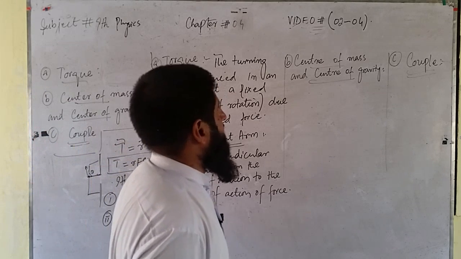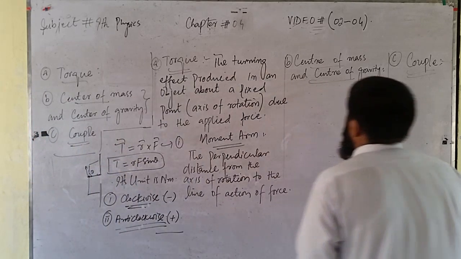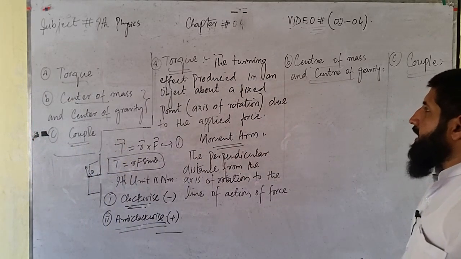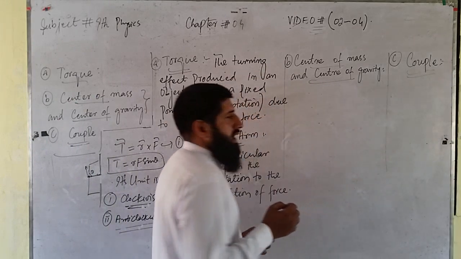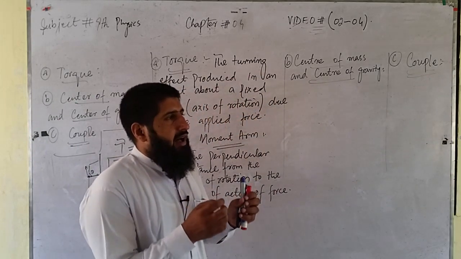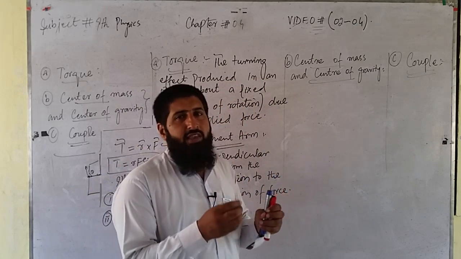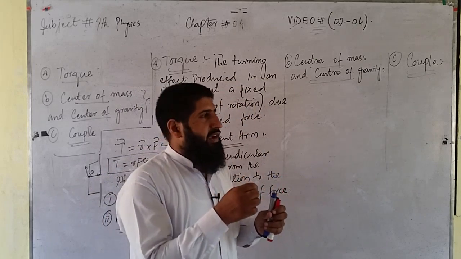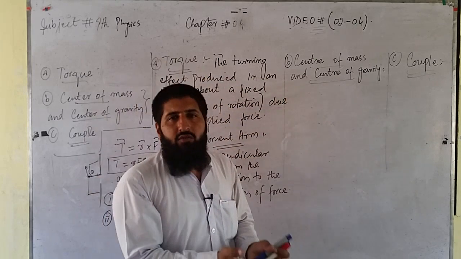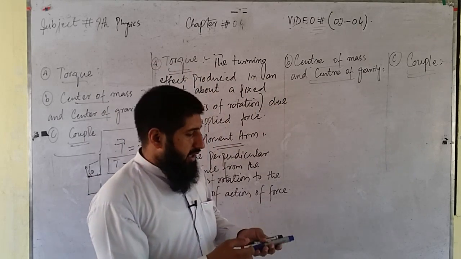The second topic is center of mass and center of gravity. Center of mass is basically a point, the center about which the whole mass of the object is equally distributed.